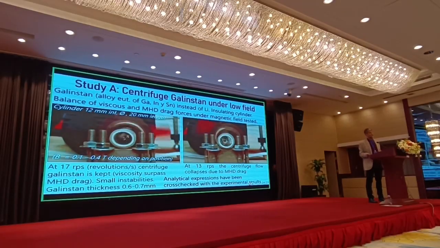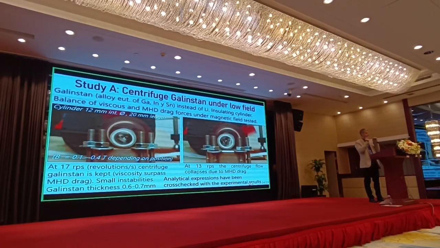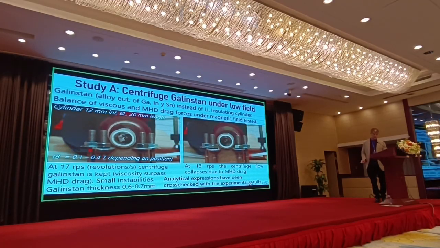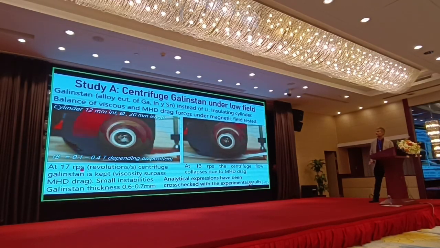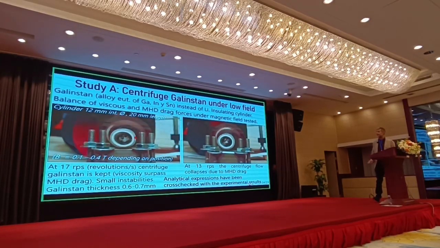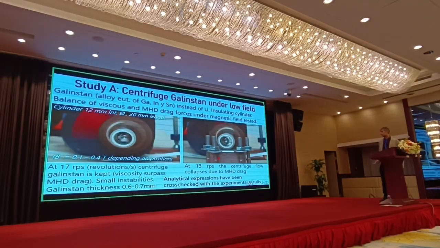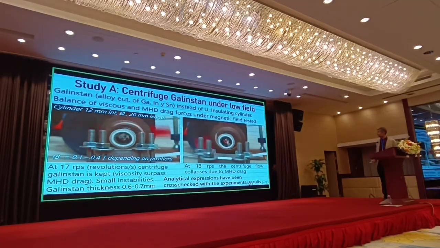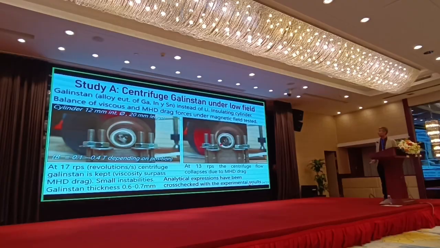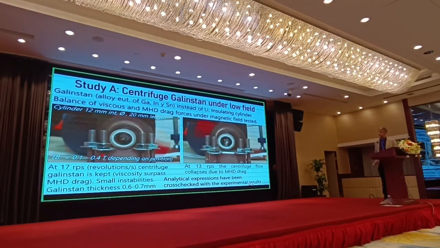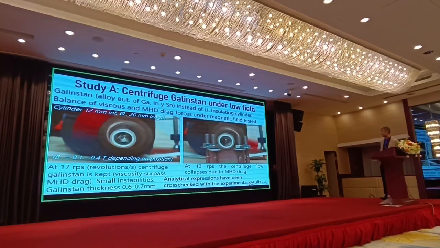These are two experiments of galinstan inside a small cylinder of 20 millimeters length. We see here at the left that at 17 revolutions per second, the centrifuged galinstan is kept in the flow. Some small instabilities are observed, but it's kept. The thickness is 0.6 to 0.7 millimeters. At 13 revolutions per second, the centrifuged galinstan collapses and a big drop is created. Note that the magnetic field here is from 0.1 to 0.4 teslas, depending on the position.